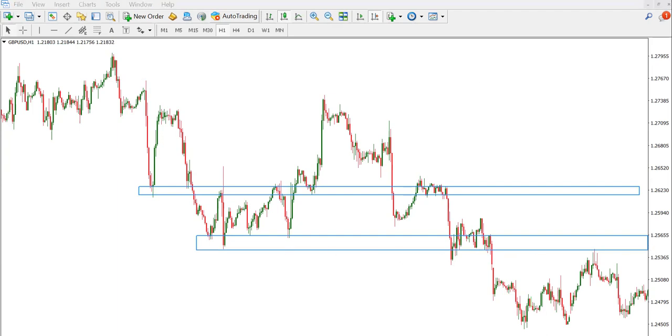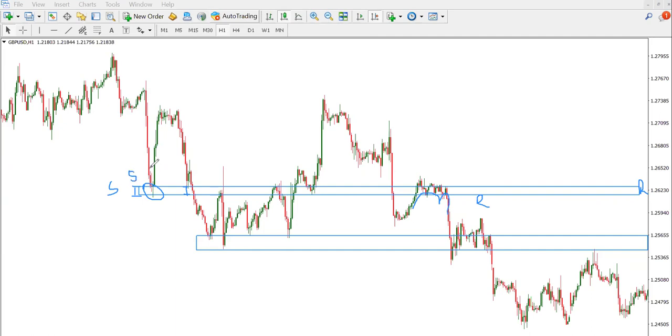Body to wick. So now, as you can see here, this entire zone from here to here would be considered my level of either, at one stage it was support, and then it turned into resistance. So on this side, it's become resistance. Above this block or above this rectangle, it's support.